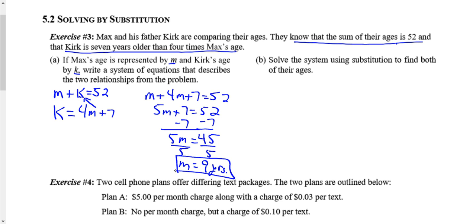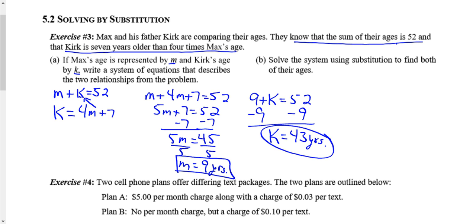Let's find out how old his father is. What do we do for that? Which one do you want to use? First equation, sure. So M plus K, or what plus K? So 9 plus K equals 52. K equals what? 43 years. He's old. Yeah, that's near death. I know. At 43.